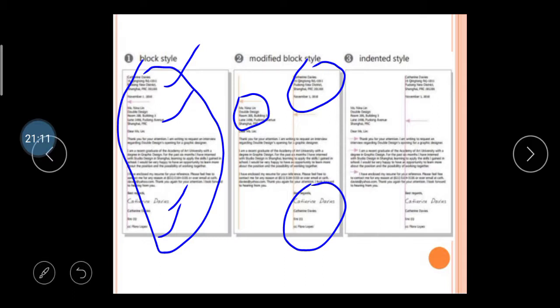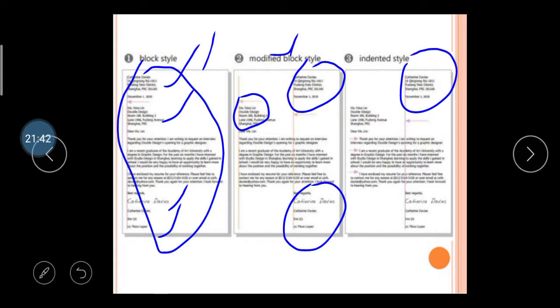Then the indented form, which is out of trend now because this method is not used in our country. You can see here that the mixture of the indented style and block style is the modified block style. So you can write your formal letter in the block style, or in the modified block style.